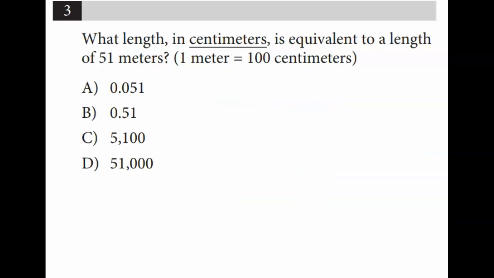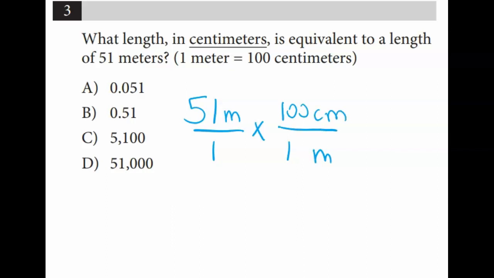Let me draw that so it's a little clearer. 51 meters. And we want meters on the bottom. We know that 1 meter is equal to 100 centimeters. So if we follow this equation, the meters cancel out, and you get 51 times 100. So 51, and then add 2 zeros. So it should be 5,100 centimeters. And so answer choice C for number 3.